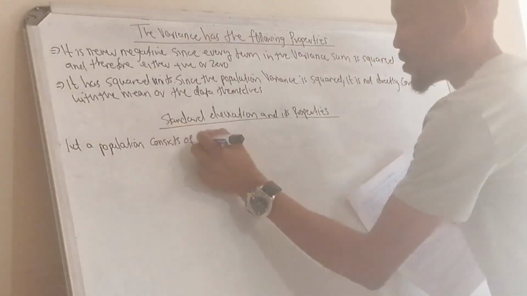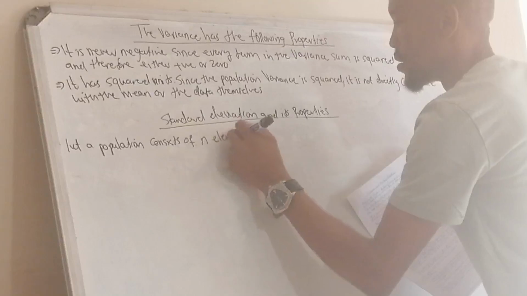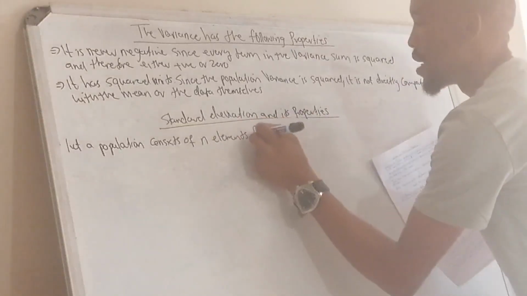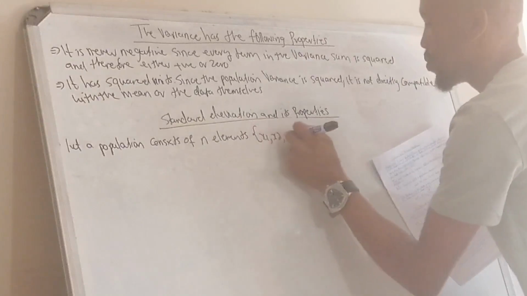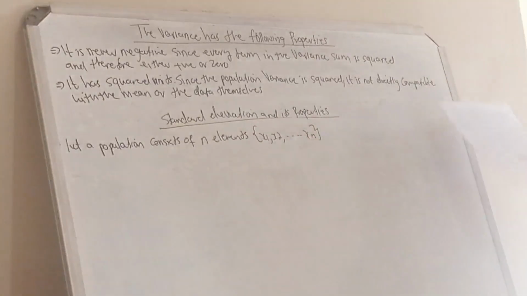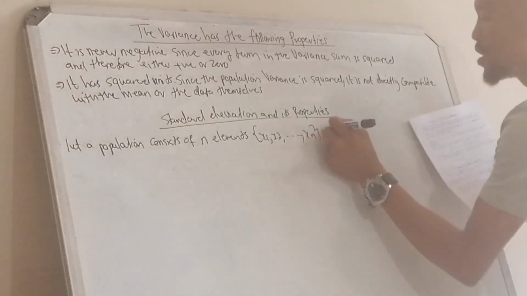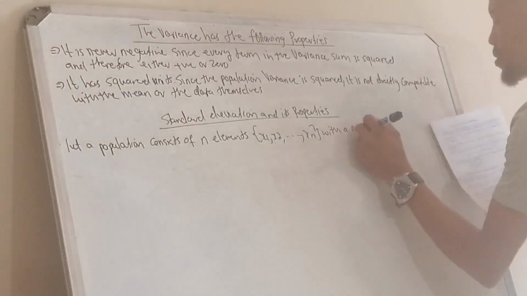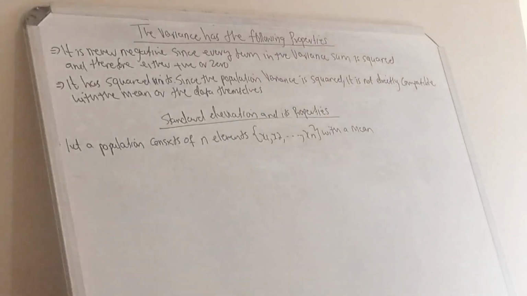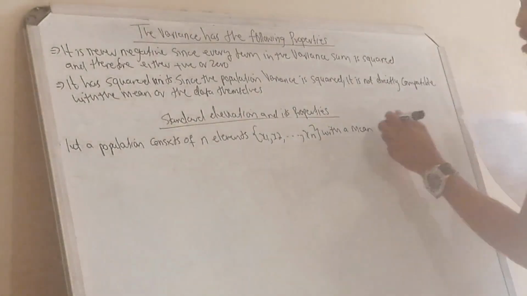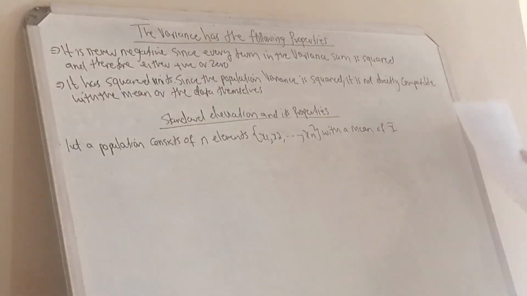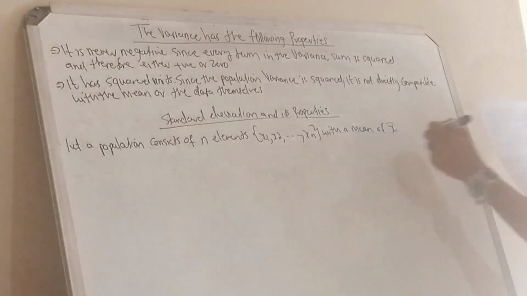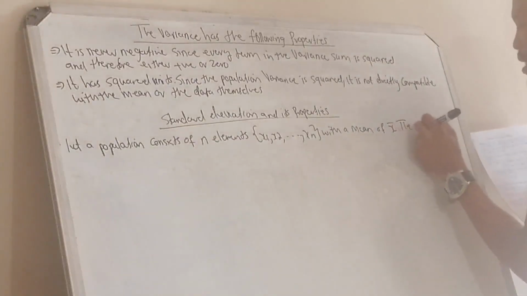Let's start first by saying let a population consist of elements x1, x2, up to xn, and so on, with a mean, because we cannot talk about standard deviation, just as we cannot talk about variance, without talking about the mean. With a mean of x-bar.